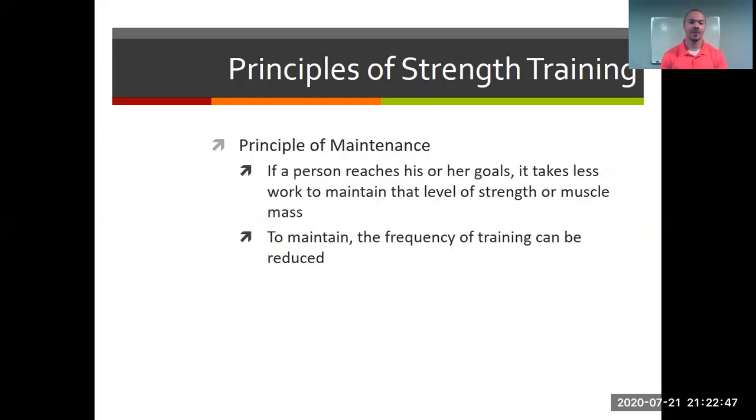Principle of maintenance. This is good news. It takes less work to maintain that level of strength or muscle mass than it did to achieve it. We must work very hard to make changes within the body, but once the changes are made, we can keep them for a lower effort.